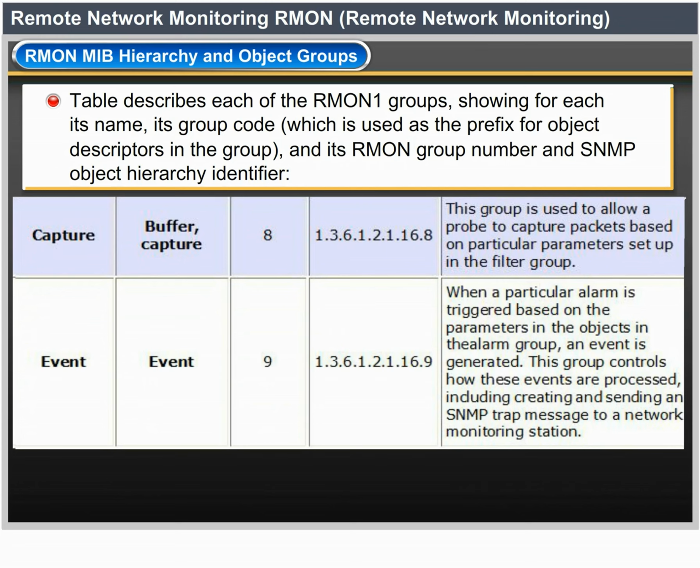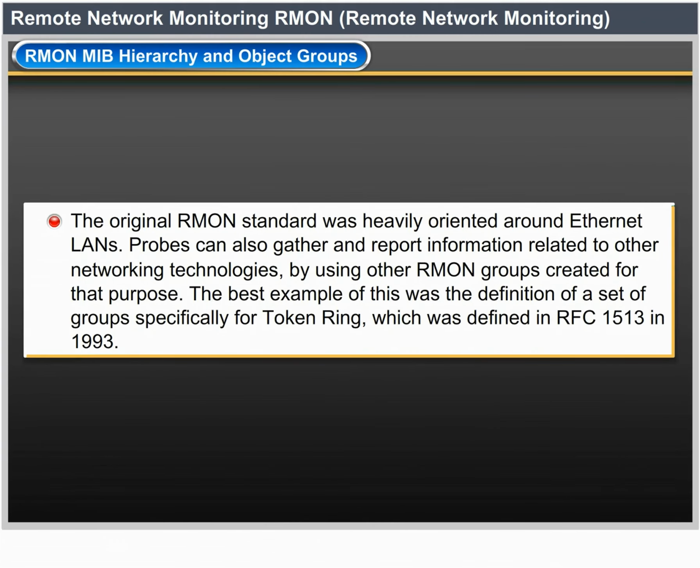1.3.6.1.2.1.16.9. When a particular alarm is triggered based on the parameters in the objects in the alarm group, an event is generated. This group controls how these events are processed, including creating and sending an SNMP trap message to a network monitoring station. The original RMON standard was heavily oriented around Ethernet LANs. Probes can also gather and report information related to other networking technologies by using other RMON groups created for that purpose. The best example of this was the definition of a set of groups specifically for token rings, which was defined in RFC 1513 in 1993.